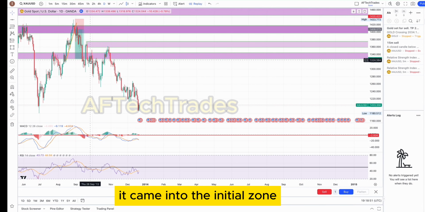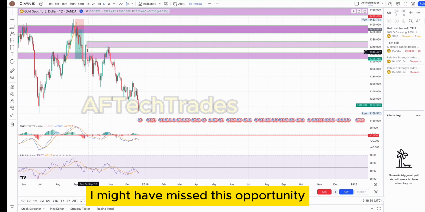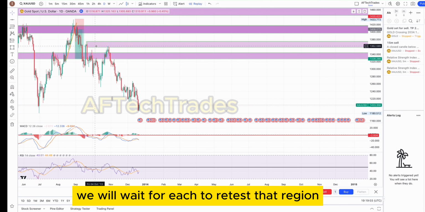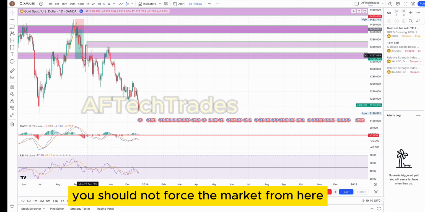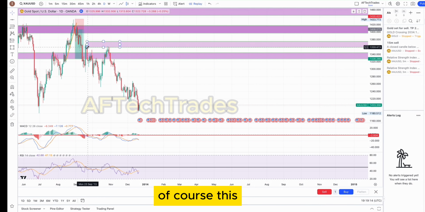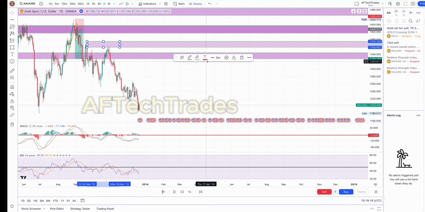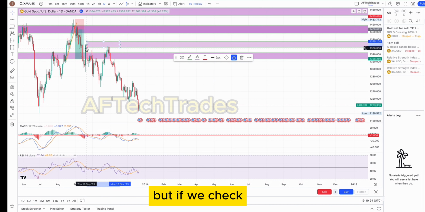It came into the initial zone, then it broke through it. I might have missed this opportunity, but our entry condition is that since this is a new one, we will wait for it to retest that region before we place our entry. You should not force the market, you jump into it. Of course, this event here would have been as a result of news. Let me lock it.